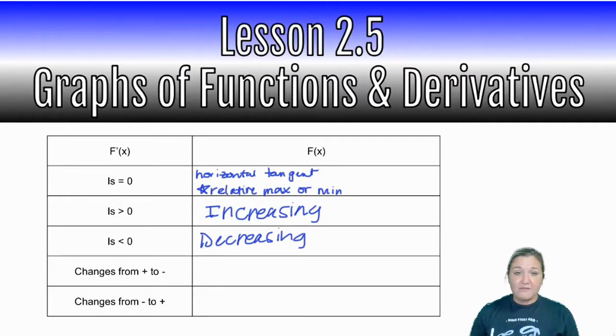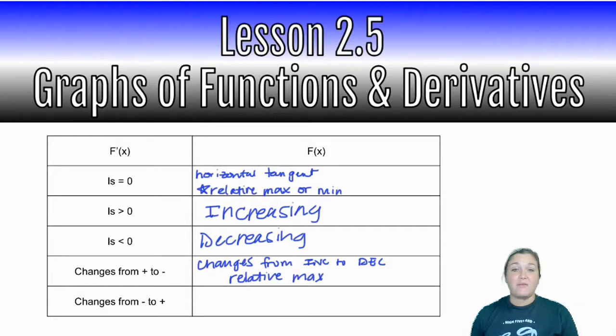And then if f prime of x changes from positive to negative, that means we're going to have a relative max on our regular function. It also tells us that we're going from increasing to decreasing. So remember, the slope of the line that's tangent to our function is what our derivative graph is going to be. If f prime of x changes from negative to positive, it's going to go from decreasing to increasing, which means we're going to have a relative min.